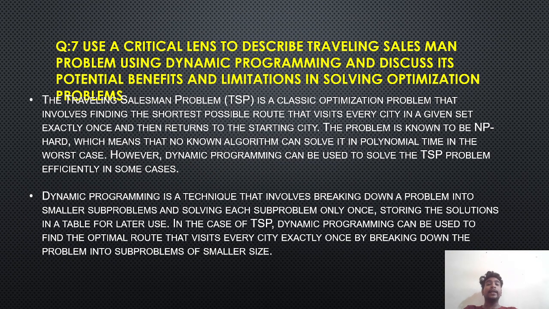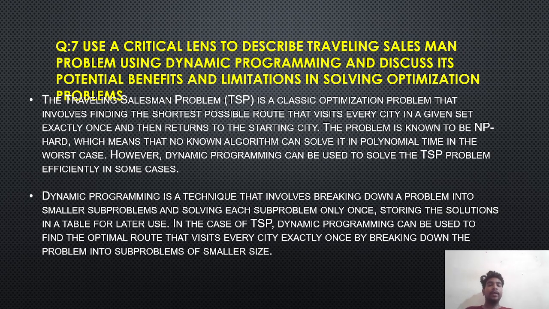Question number 7. Use the critical lens to describe the traveling salesman problem using dynamic programming and discuss its potential benefit and limitation in solving optimization problems. So the traveling salesman problem, TSP, is a classic optimization problem that involves finding the shortest possible route that visits every city in a given set exactly once and then returns to the starting city.